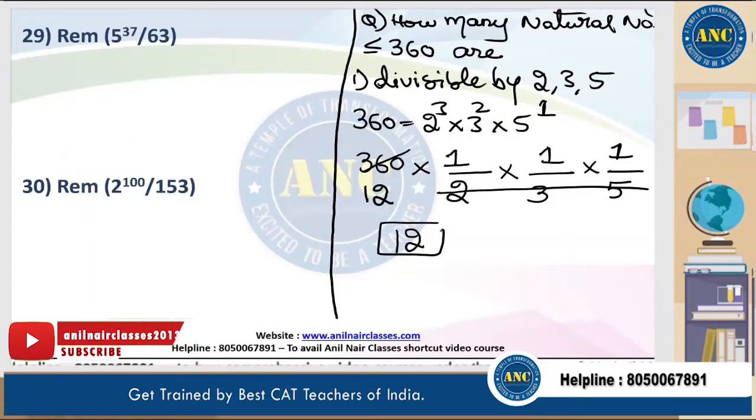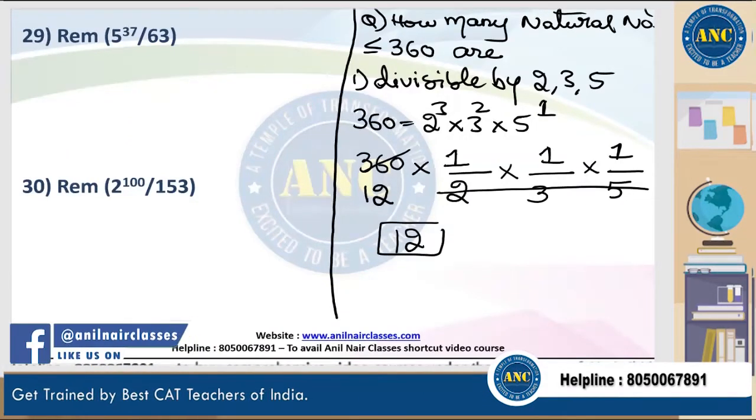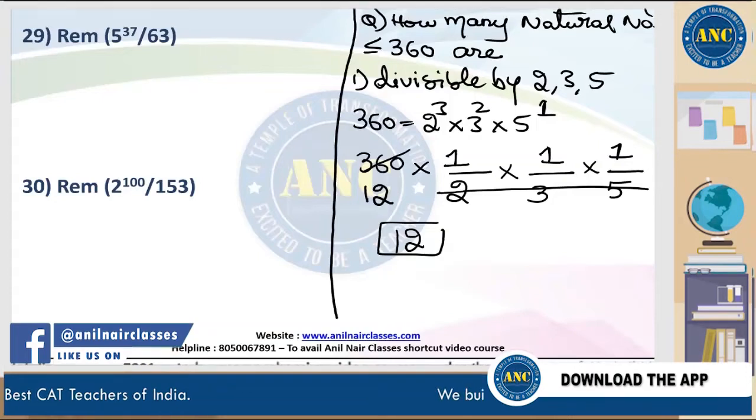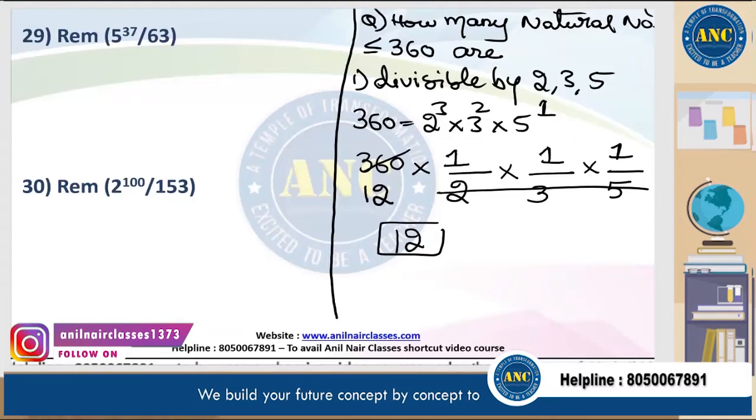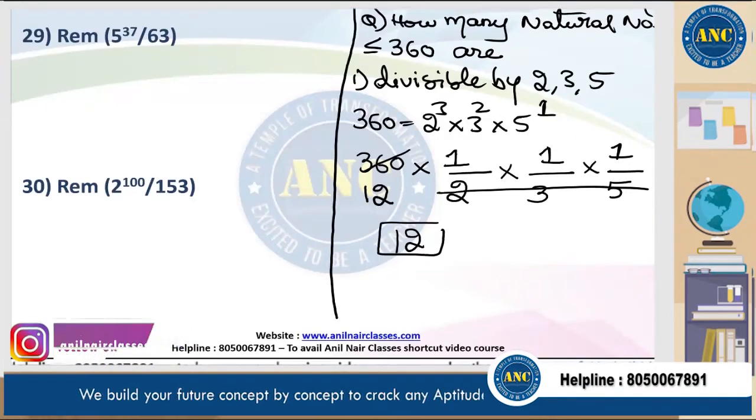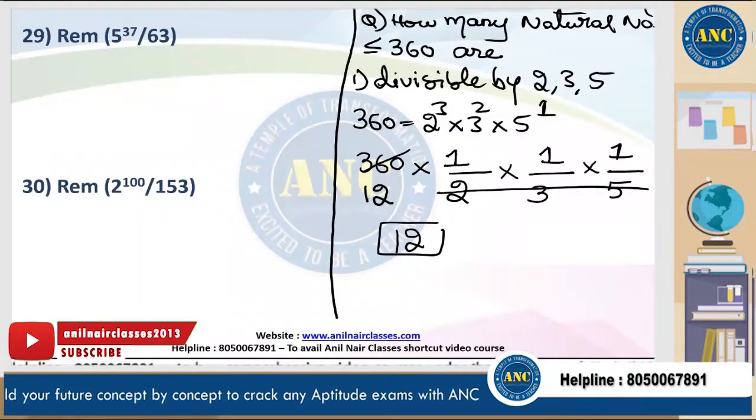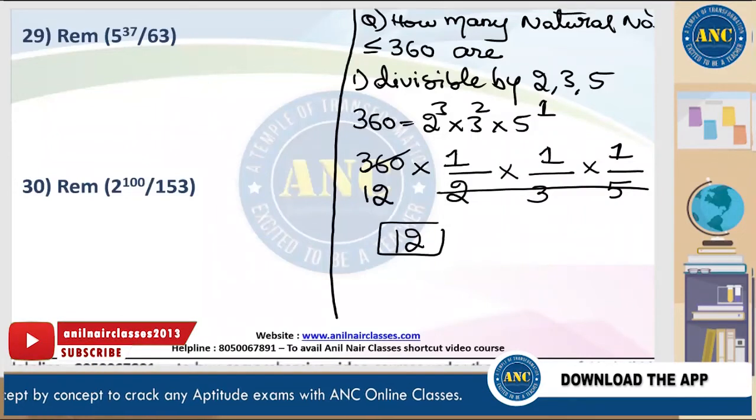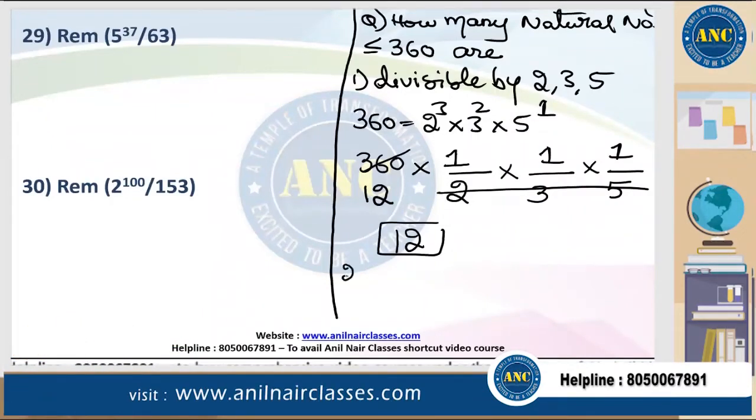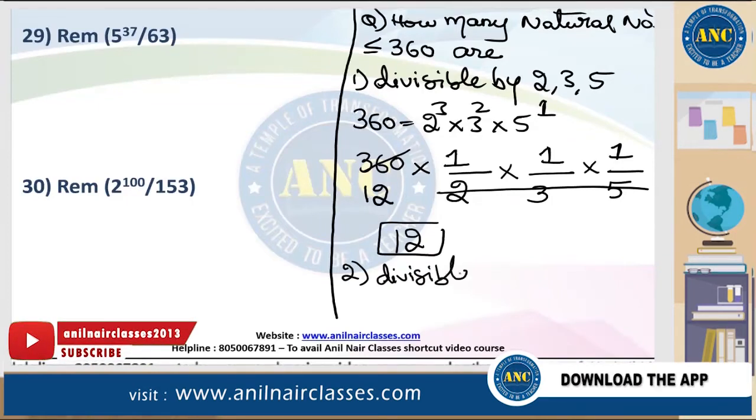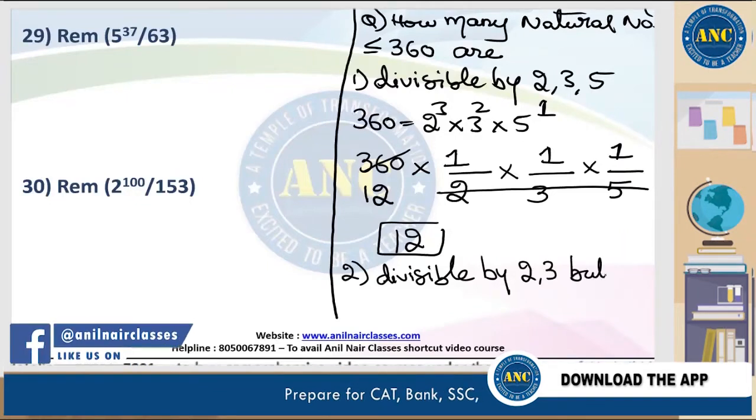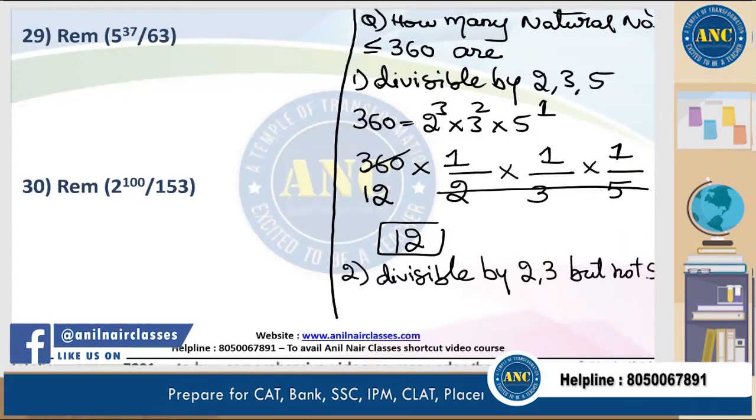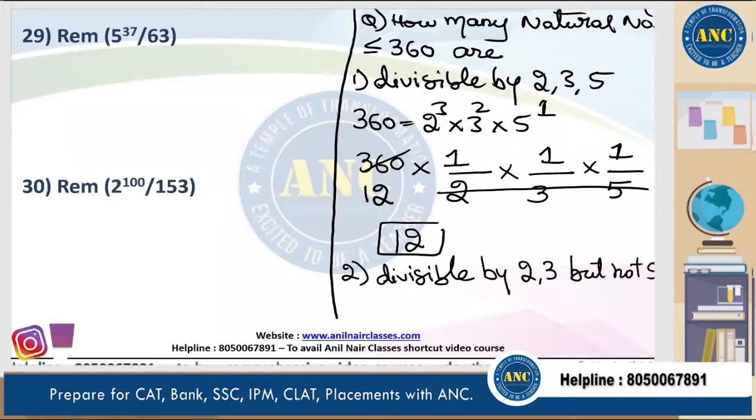Divisible by 2, 3, 5. Out of every 360 numbers, for every two consecutive numbers, one number is divisible by 2. For every three consecutive numbers, one number is divisible by 3. For every 5 consecutive numbers, one number is divisible by 5. Suppose the question is divisible by 2, 3 but not 5.